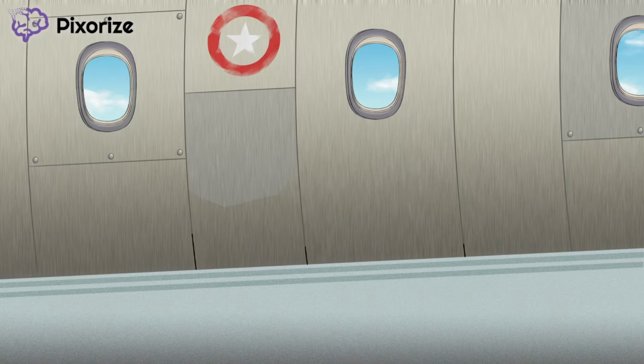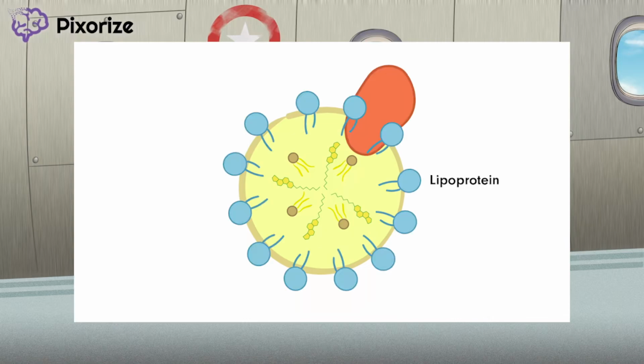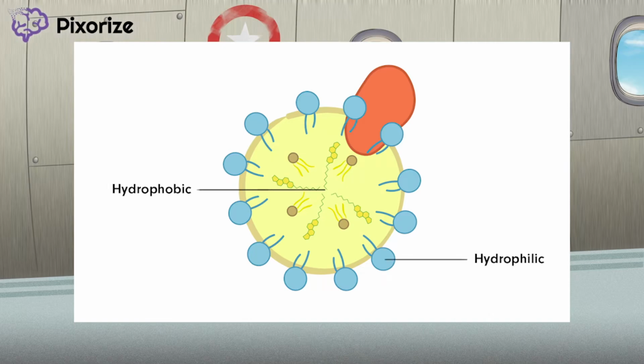The blood is primarily composed of water, which means that lipids, which are hydrophobic, cannot dissolve in it. The body, therefore, needs an alternate way to transport lipids in the body. And to accomplish this, the body uses lipoproteins. Lipoproteins are fat transport particles. They have a hydrophobic interior, where they can store lipids, and a hydrophilic exterior, making them soluble in the blood.